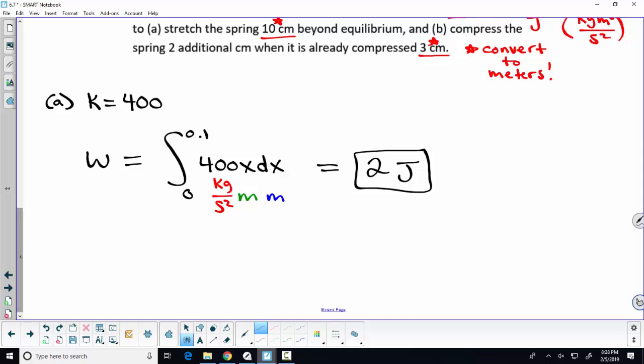Anybody have any questions on that? Okay. How about part B? The amount of work to compress the spring 2 additional centimeters when it's already compressed 3 centimeters. What would that look like?